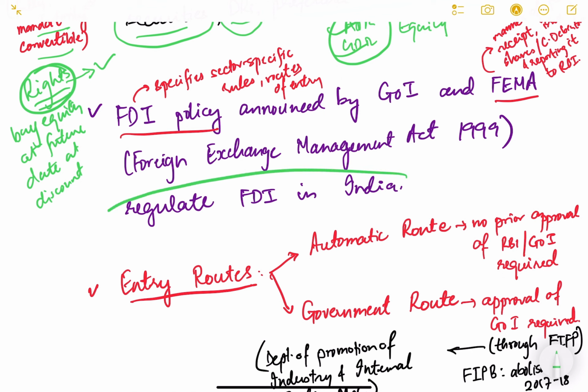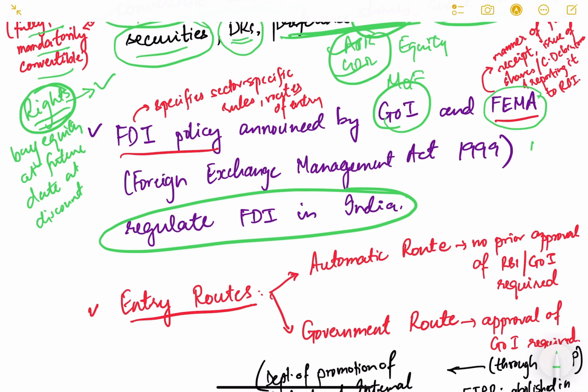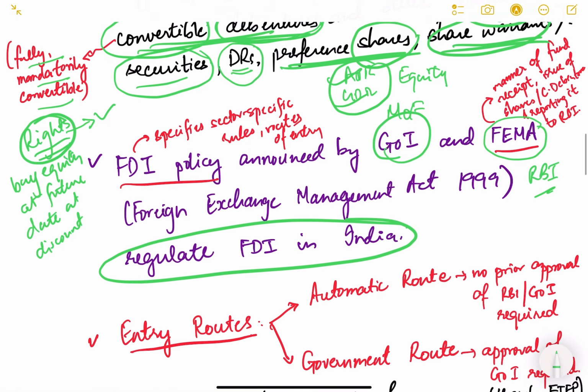Then, who regulates the FDI in India? Regulation of FDI is done by both Government of India, Ministry of Finance, and also the RBI by the FEMA Act. Now, what is FEMA Act? FEMA Act is basically Foreign Exchange Management Act. It was enacted in 1999. We will look at this act in detail when we look at the economic reforms. But right now just keep in mind that all the foreign investments are regulated by RBI through FEMA. FEMA is the act.